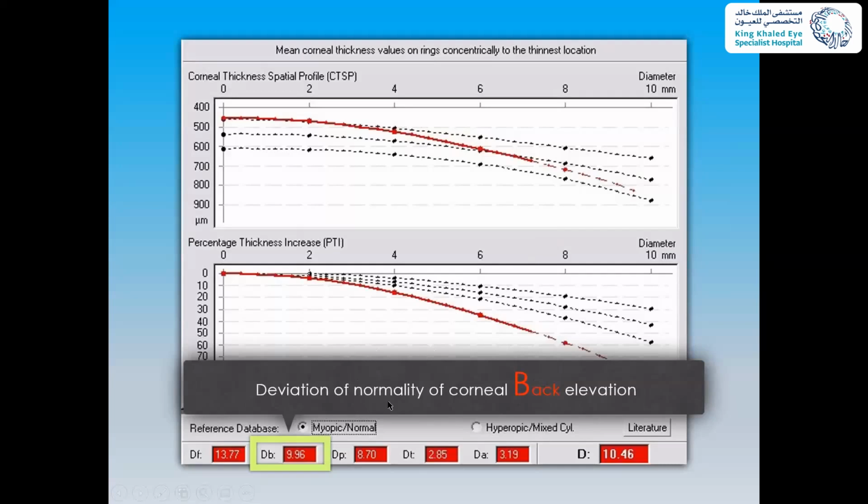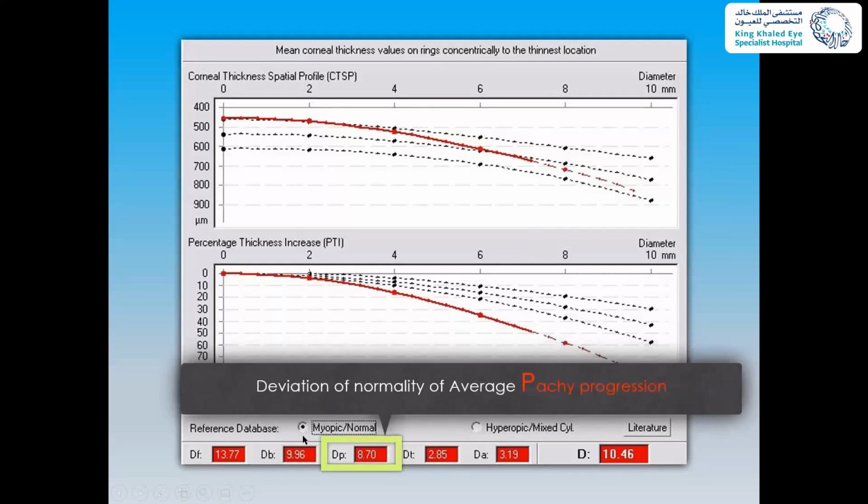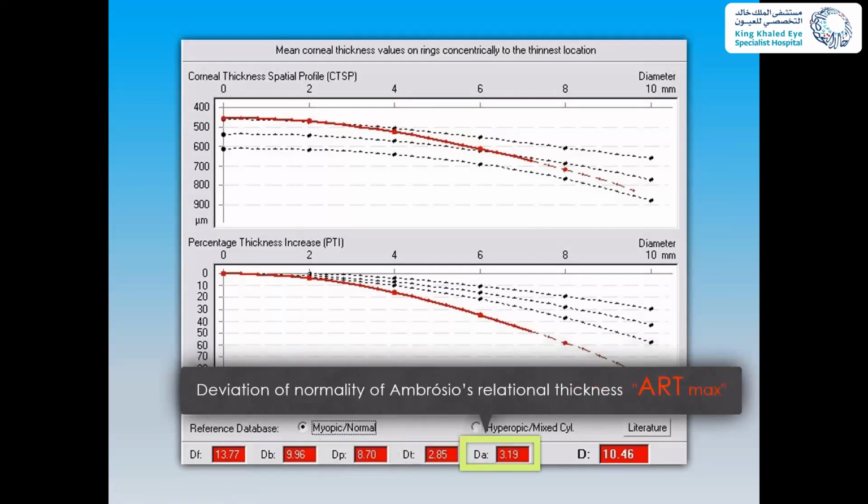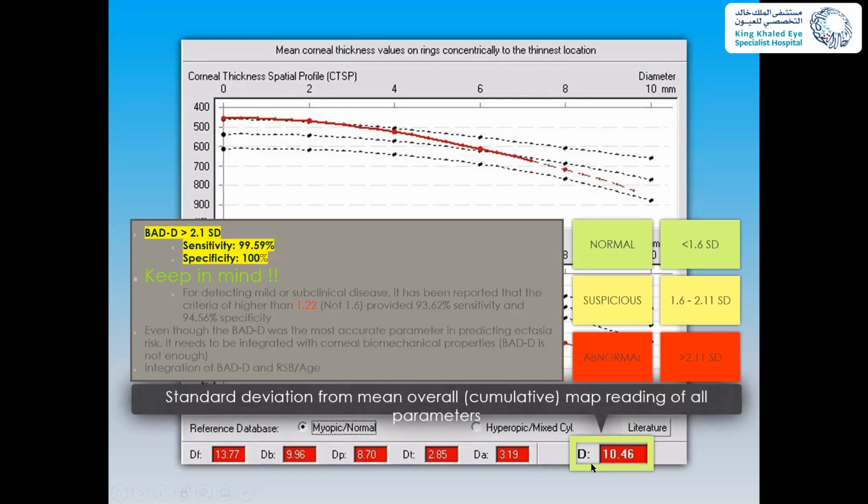So the deviation of the normal of the back cornea tells you, this is the back elevation, this is the pachymetry progression, this is the thinnest point deviation, and this is the ART, the Ambrosio relational thickness profile maximum, and then it calculates the total deviation. So this is important. Anything less than 1.6 is normal, between 1.6 and 2.11 is suspicious, and anything more than 2.11 is abnormal. And this is probably the most sensitive index ever developed by Pentacam. So this is the most sensitive index.